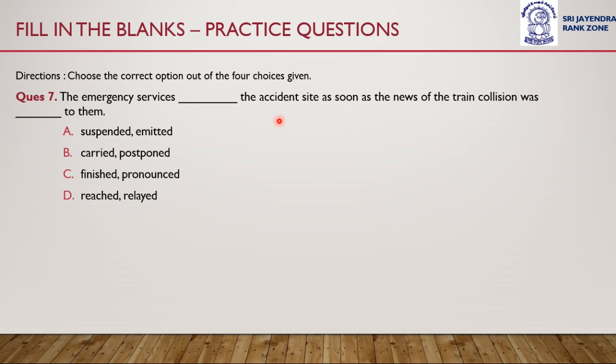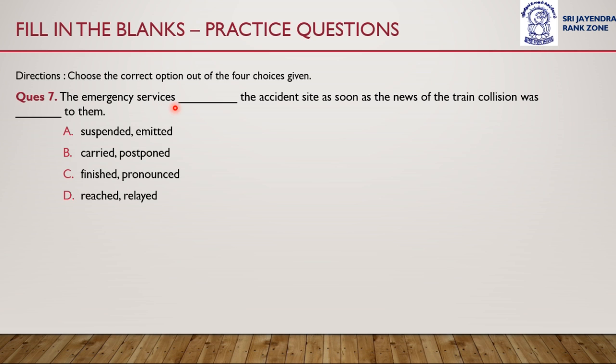The emergency services dash the accident site as soon as the news of the train collision was dashed to them. Now here are two fill in the blanks. Therefore, in the options also two different words are given. So you need to identify the correct option out of these four options.